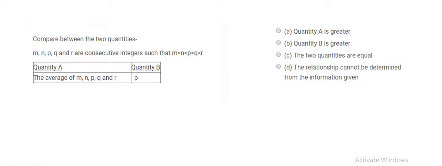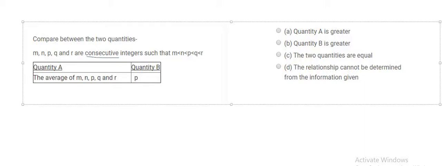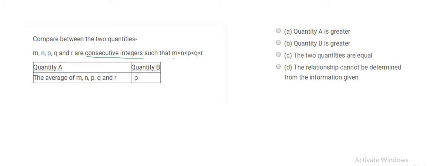Here we are going to compare the quantities, quantity A and B. Now it says that M, N, P, Q and R are consecutive integers such that M is less than N is less than P is less than Q is less than R. Now we have to find the average of all these numbers and compare it with P, whether it's equal or unequal, or if enough information is there to make that comparison.